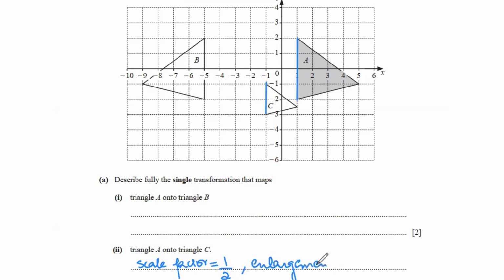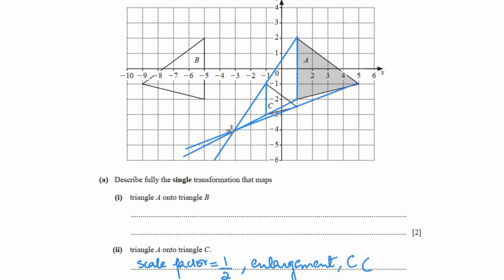Enlargement. And now for the center, we connect corresponding points on both the shapes. So if we connect these two, then we connect these two. Yep. And then these two.